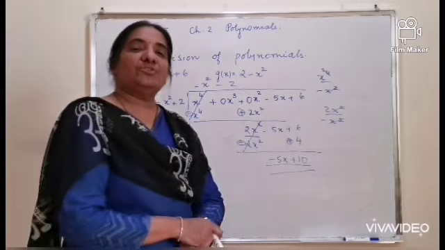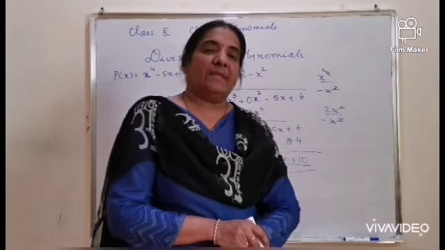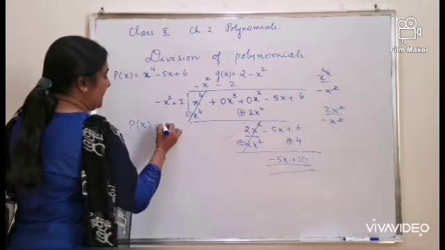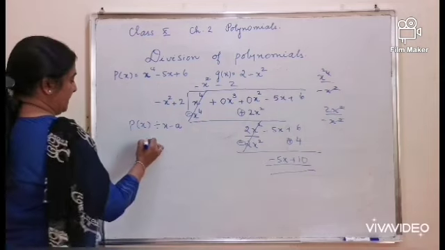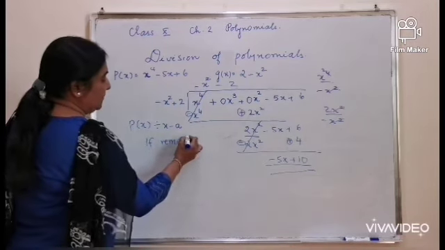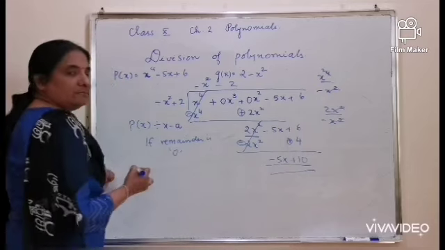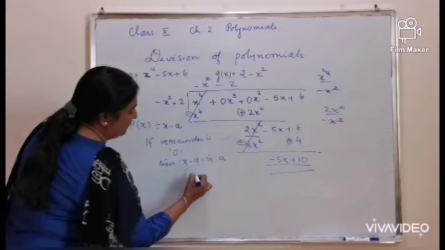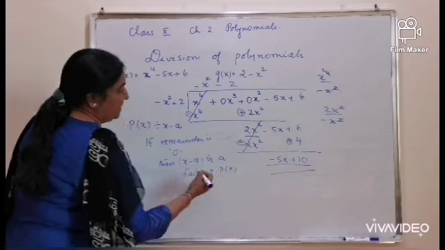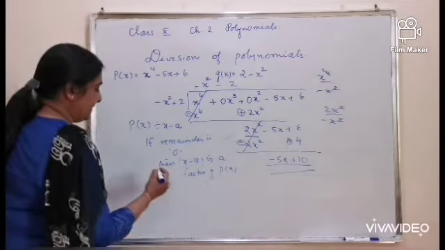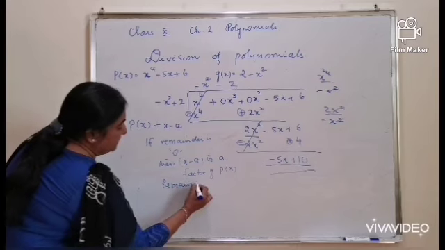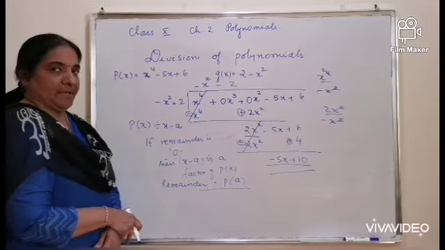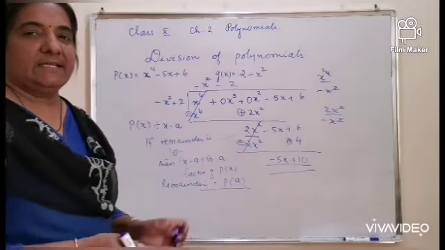Thus, the factor theorem which you learned in 9th standard is: if a polynomial p of x is divided by x minus a, if the remainder is 0, then x minus a is a factor of p of x, or the remainder can be found using the formula: the remainder is equal to p of a. This was a review of the 9th standard topic.